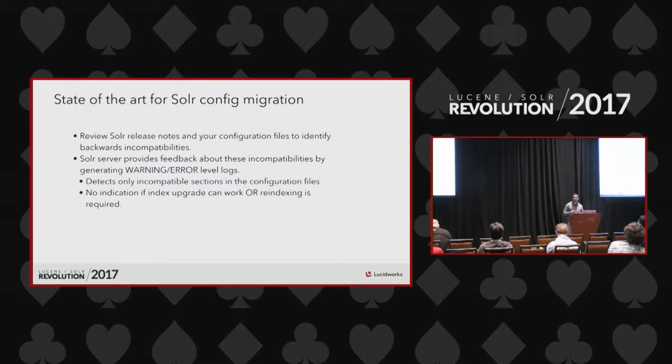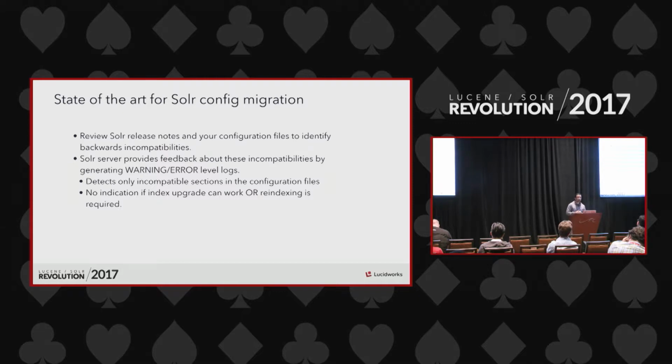So for example, if you have a field type which was removed from Solr, then during the core loading time, Solr will scan the schema.xml and then it will tell you that, hey, the field type that you are trying to use is not available, right? So you need to do something about it. So Solr is doing something, but it's not giving you the entire piece of information that you need. Specifically, it doesn't tell you whether you can do an index upgrade or you have to do reindexing.